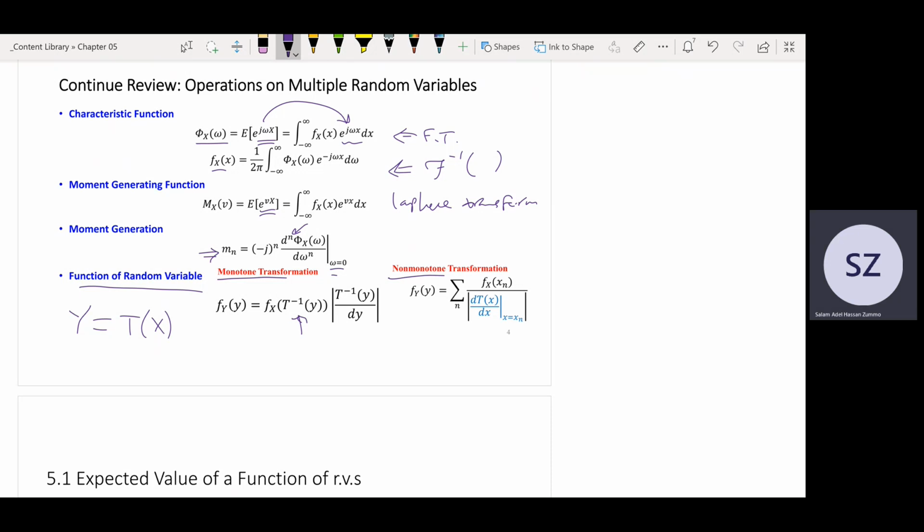Absolute value. If you have non-monotonic, then you need to find the zeros of this equation. You will have more than one zero, or two or three or four. For example, y equals x squared, how many zeros do you have? You have two terms here, because n equals two. What about the cosine? y equals cosine 2 pi x. So basically, you have infinity. Okay. So basically, very similar to this. However, you need to add as many terms as the number of zeros for the equation y equals t of x. Okay.